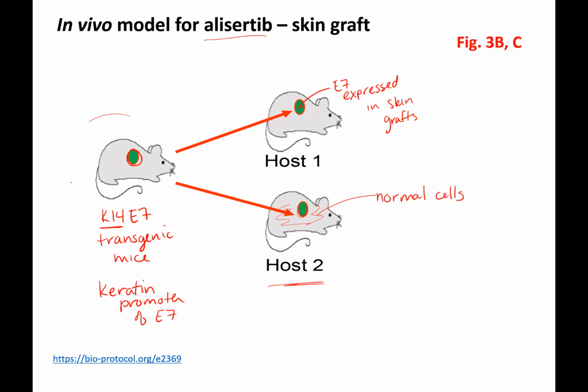Okay. So you can't give it to these mice because they express E7 everywhere. I mean, not everywhere, but in all their skin. Sorry. These guys now just have a patch of E7 expressing. So you can see, like if you had skin cancer, it would not be across all your skin. It would be in an area. So now you've got normal cells to look at and the cancer cells and looking at the effect of this drug.